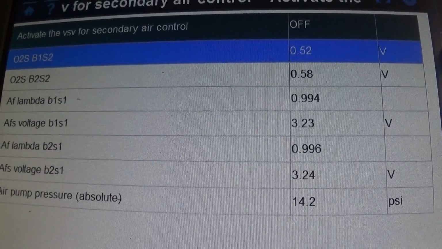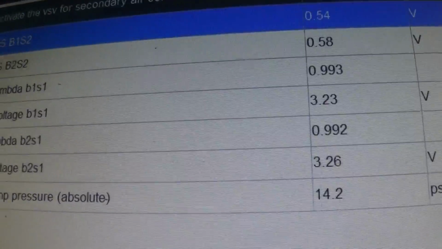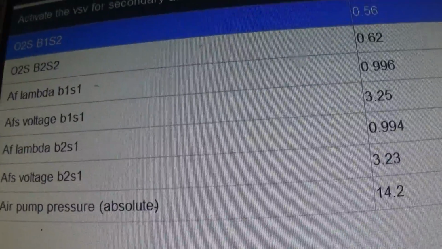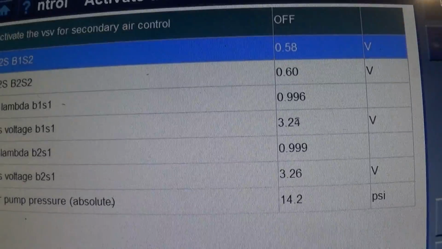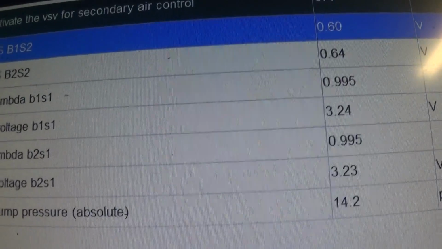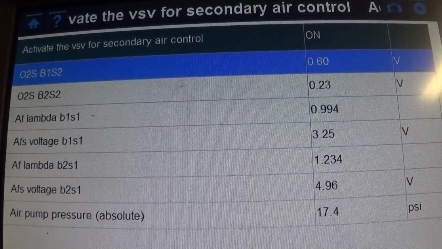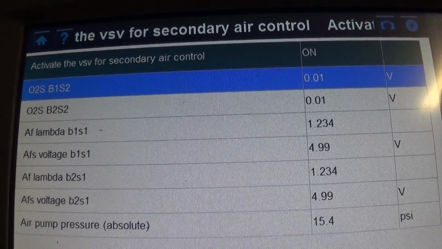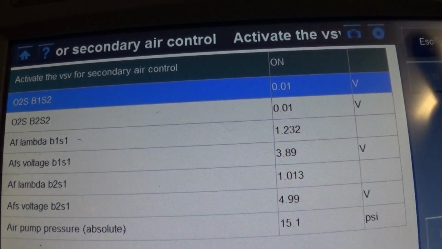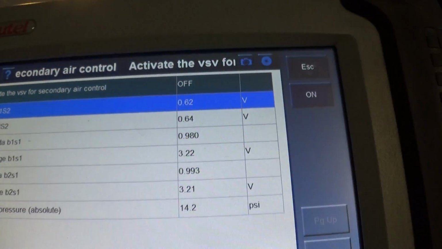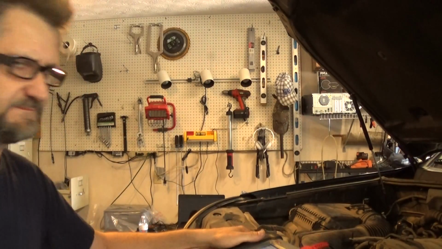I think this should be okay. Now I see these numbers. My downstream oxygen sensor should go lean. Now you can hear our pump is running. My sensors are lean. Okay, so let me shut it off.